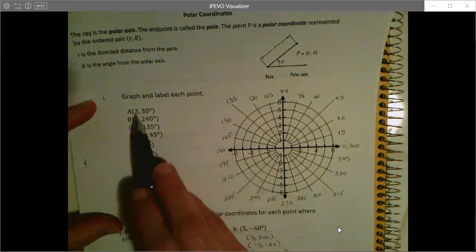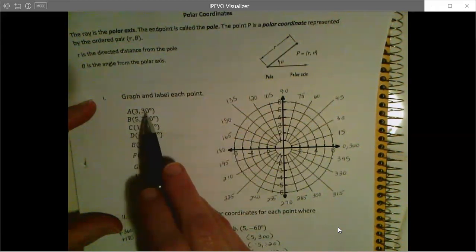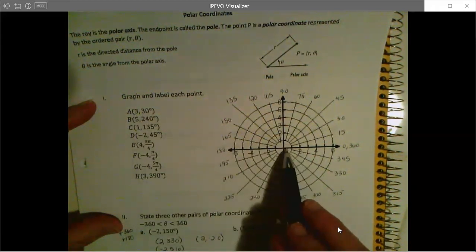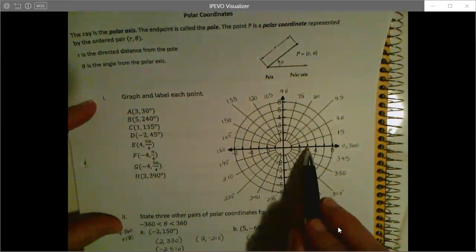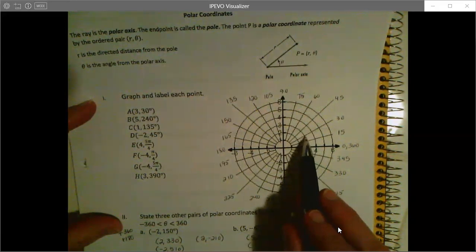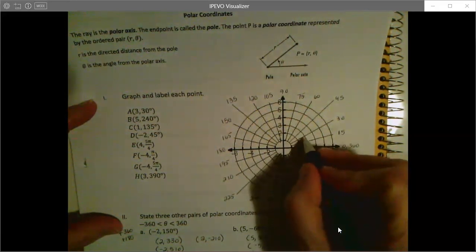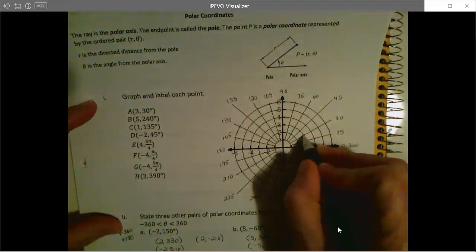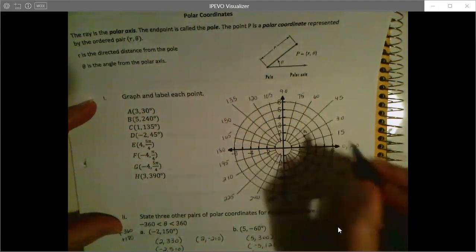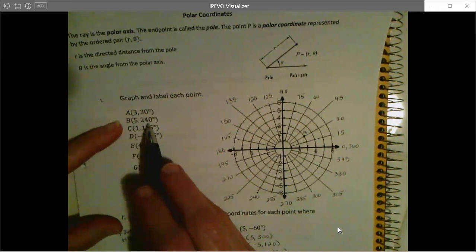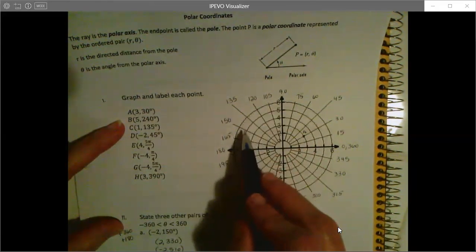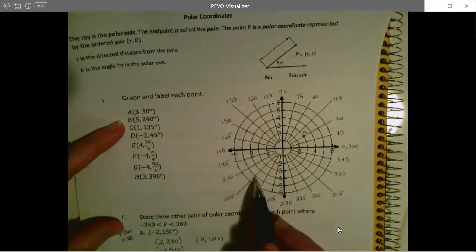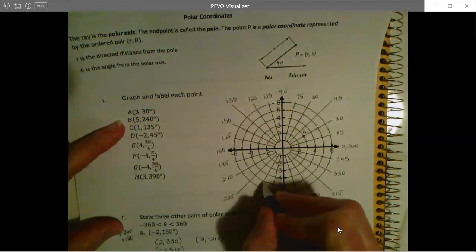If I have a point 3, 30, that's a polar coordinate. That means I'm going to start at 0, go out 3, and then go to the 30-degree mark. So my point 3, 30 would be right here, and that's point A. Next, 5, 240. I go out 5, and then I go around, staying on the 5th line until I hit the 240 mark, which is right here. So that's point B.